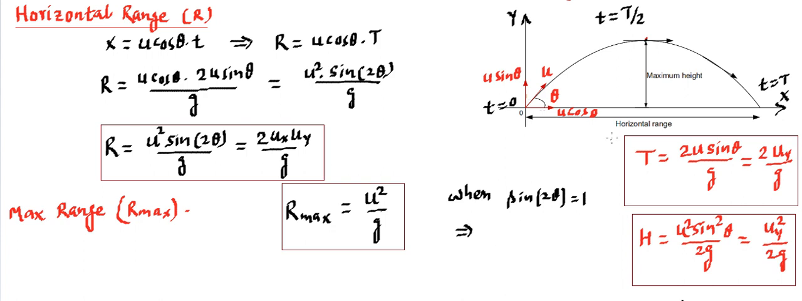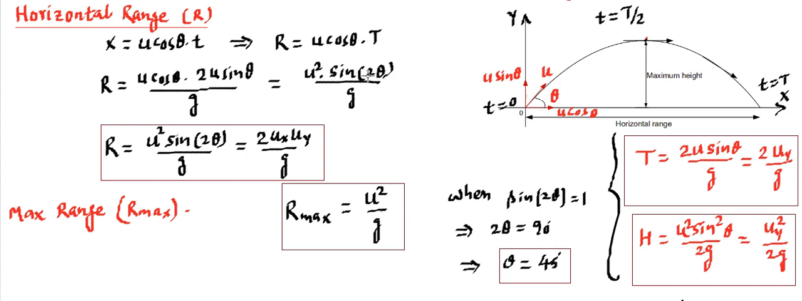What does that mean? Let's just separate this part. So sine 2 theta is 1 means angle must be 90 degree. That means twice theta must be 90 degree, or pi by 2 we can call it. So from here theta will come out as 45 degree, or pi by 4. That means in order to achieve maximum range in a horizontal direction, what the angle of projection will be? Angle of projection should be 45 degree.